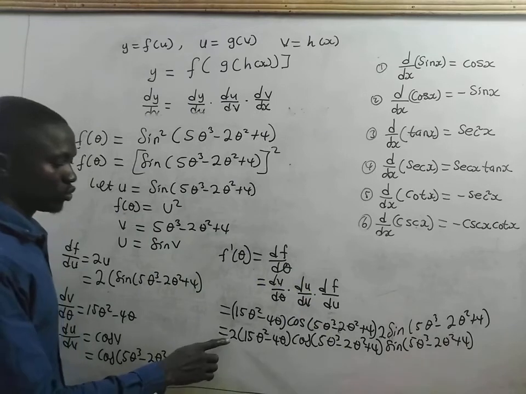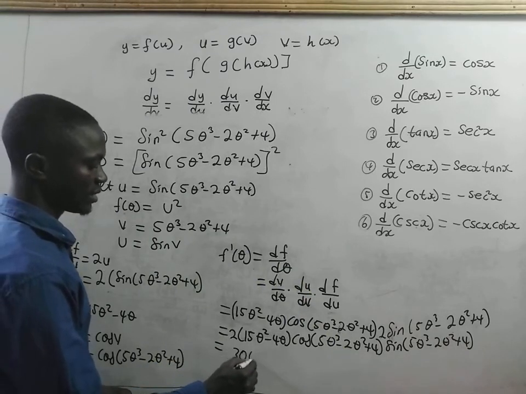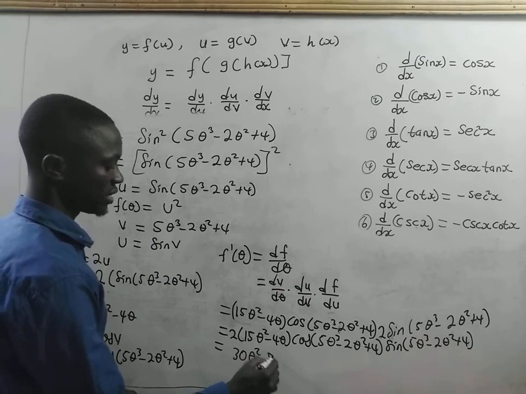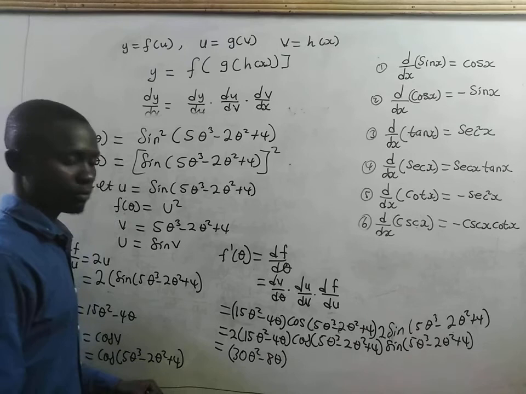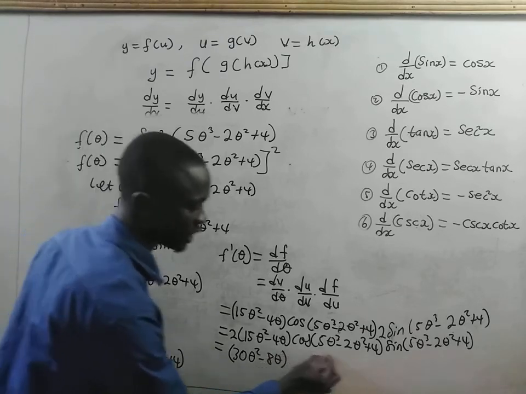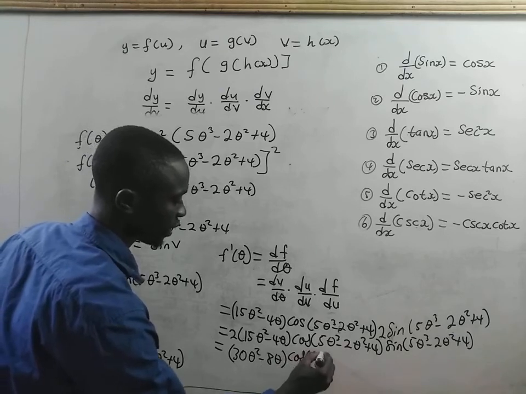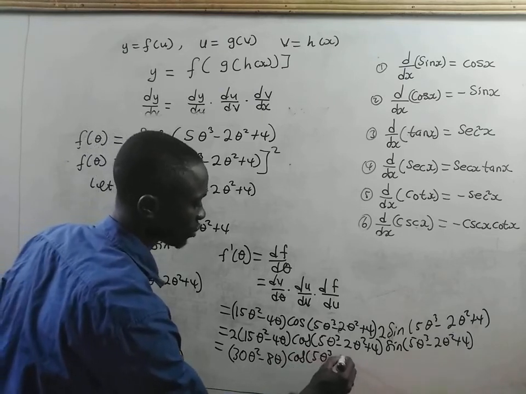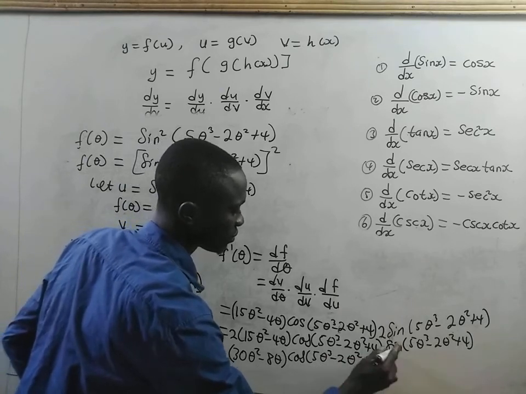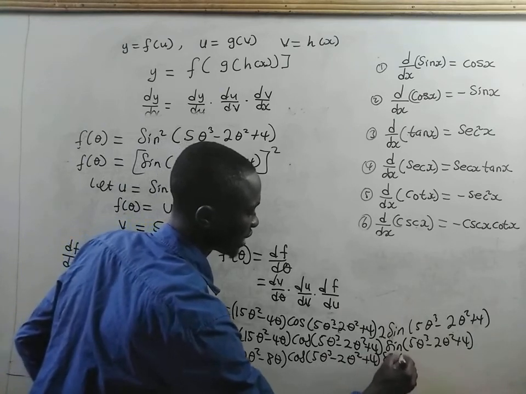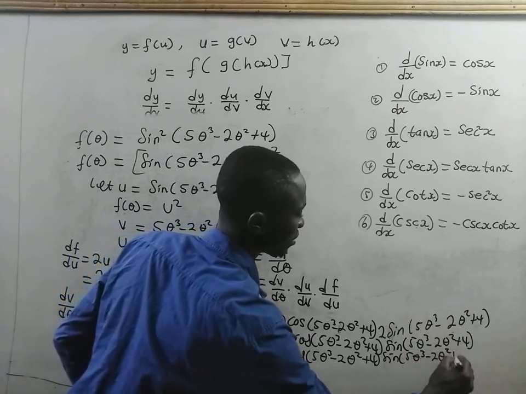So if you like, you multiply 2 by 2 to get 30 theta squared minus 8 theta. But remember to put this in brackets, because the answer is still multiplying the whole of this times cosine of 5 theta cube minus 2 theta squared plus 4 times sine of 5 theta cube minus 2 theta squared plus 4.